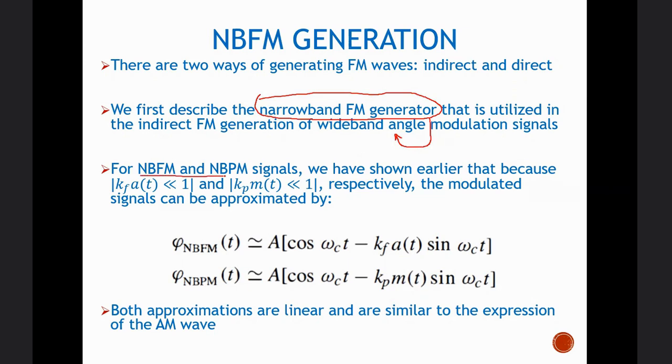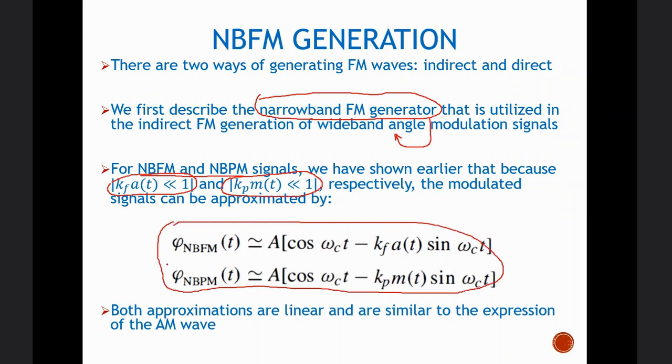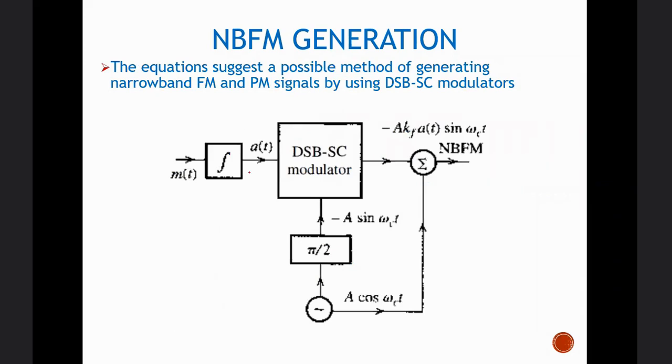For narrowband FM and PM signals that satisfy this condition, kf a(t) much less than 1, or kp m(t) much less than 1, we have these expressions that represent the narrowband FM and PM signals. We just have to implement them based on the knowledge we have from the AM wave, the circuit we have for the generation of the AM wave. In this slide, we can use a double sideband suppressed carrier modulator to generate a narrowband FM signal. We have m(t) at the input, we take the integral, and we get a(t).